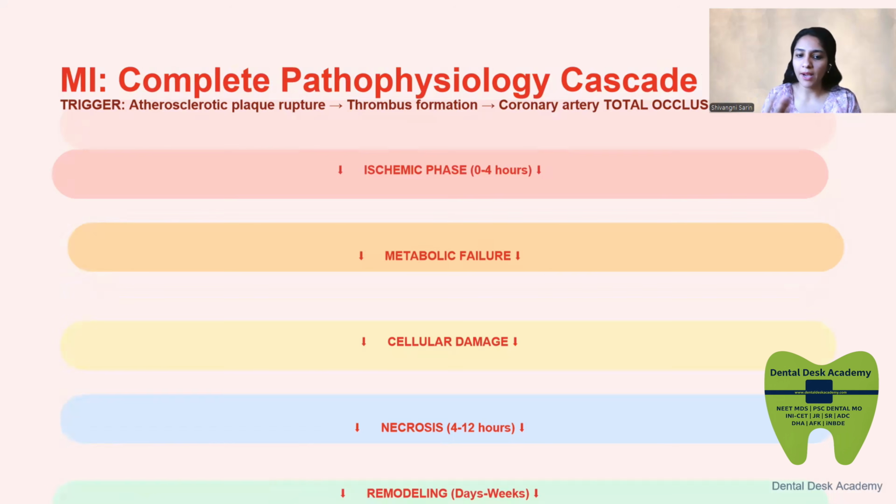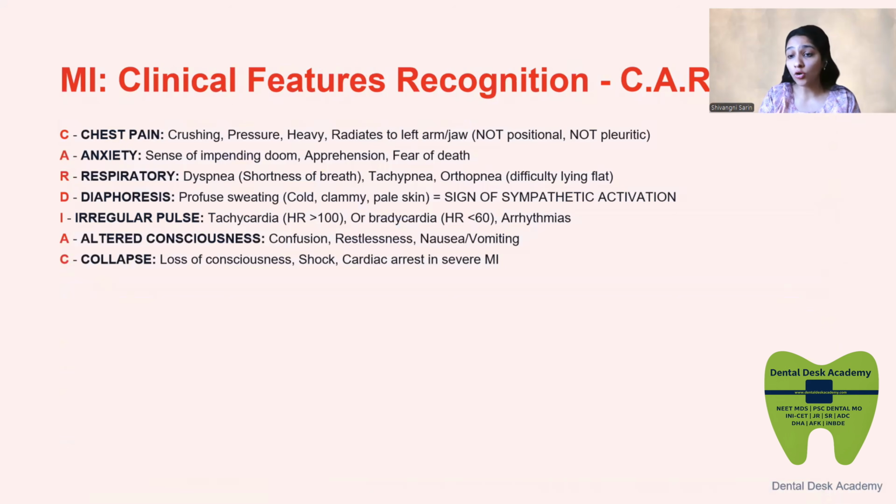Okay, whereas for MI, which is more permanent, which is having necrosis, it leads to total occlusion. Generally, it occurs in the LAD artery, that is left anterior descending artery of the heart. In MI, you will have crushing chest pain. It can radiate. There'll be an anxiety, sense of doom. He may be panicking, may not be able to breathe. There'll be respiratory dyspnea. There'll be profuse sweating.